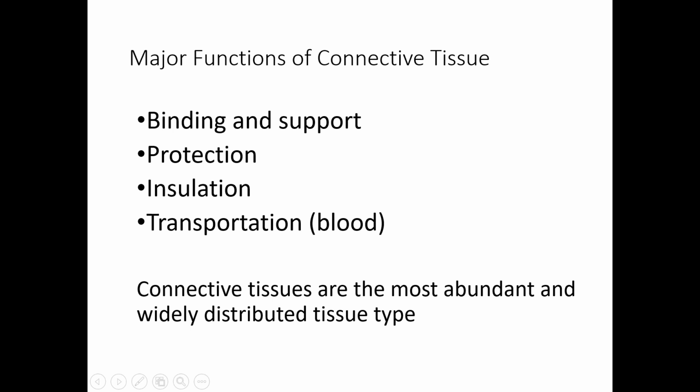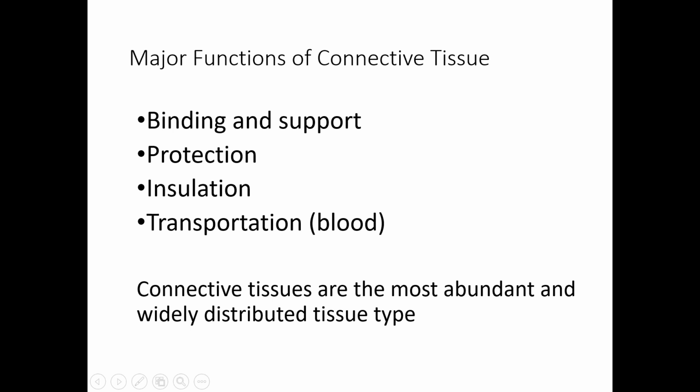It means that connective tissues keep organs and structures together, like tendons and ligaments connect bone to bone and muscle to bone. Also support our bones. Connective tissue support our body and our organs. Protection. Our rib cage protects our heart and lungs. Our cranium protects our brain.